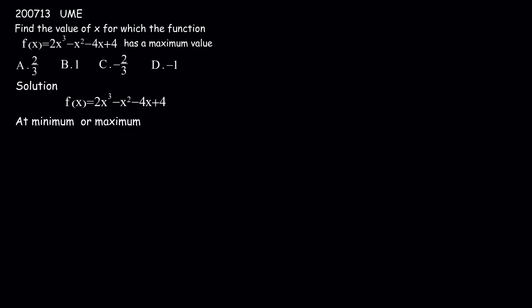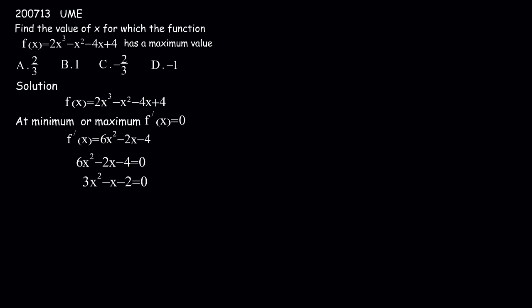And recall, at minimum or maximum, f prime of s will be equal to 0. So differentiating our function, f prime of s is equal to 6s squared minus 2s minus 4. And since f prime of s is equal to 0, we are going to be equating 0 for f prime of s. Doing so, it becomes 6s squared minus 2s minus 4 equals 0. At this step, we are going to be simplifying our quadratic equation by dividing all through by 2. And when we do so, the quadratic equation becomes 3s squared minus s minus 2 equals 0.